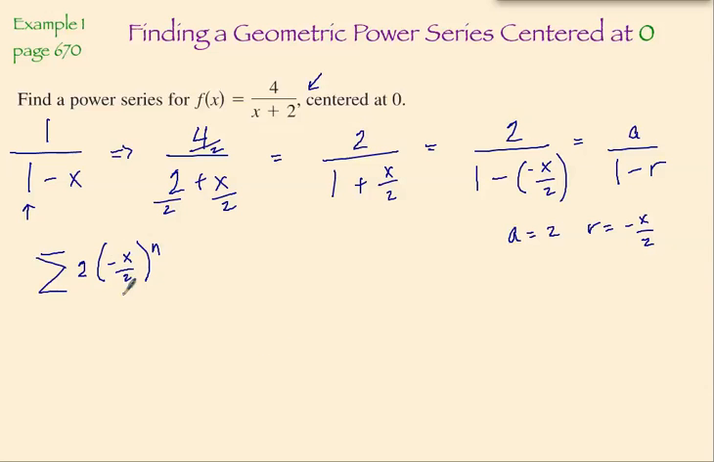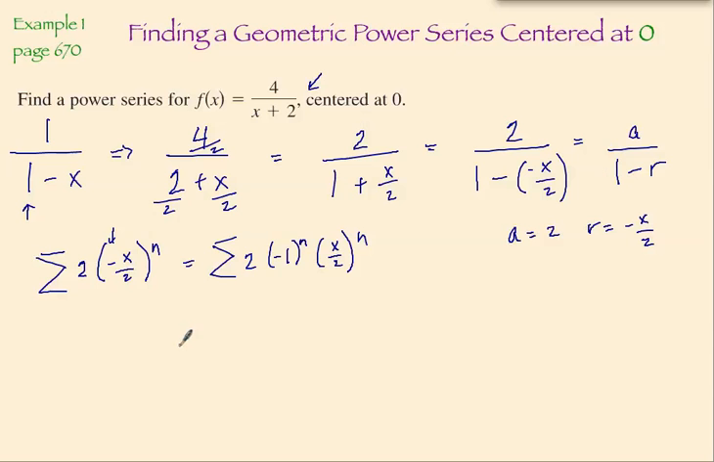Now, I do want to make a little modification here. Since there's a negative in here, we should probably separate that out and recognize it means that it's going to be an alternating series. So I can rewrite this as 2 and then write this as negative 1 to the n, and then I've got x over 2 to the n as my general term.